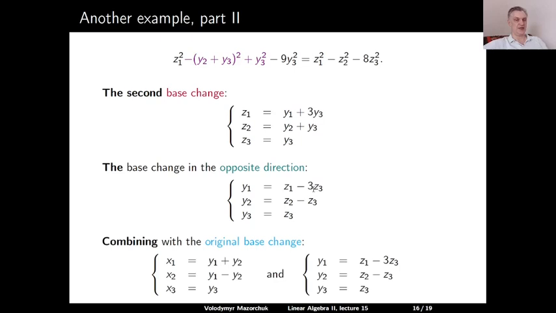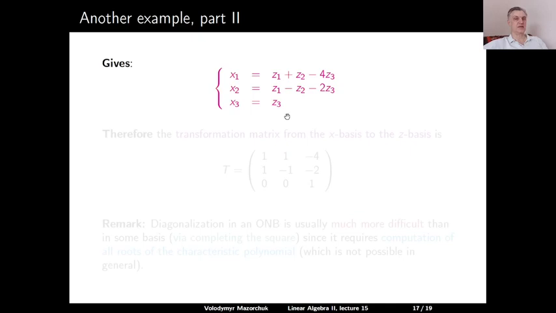So we have two base changes. The x coordinates can be written using y coordinates in this way, and y coordinates can be written using z coordinates in this way. So x1 is y1 plus y2, x2 is y1 minus y2, and x3 is y3. y1 is z1 minus 3z3, y2 is z2 minus z3, and y3 is z3. So if we combine them, we get the expression that x1 is z1 plus z2 minus 4z3, and x2 is z1 minus z2 minus 2z3, and x3 is z3.